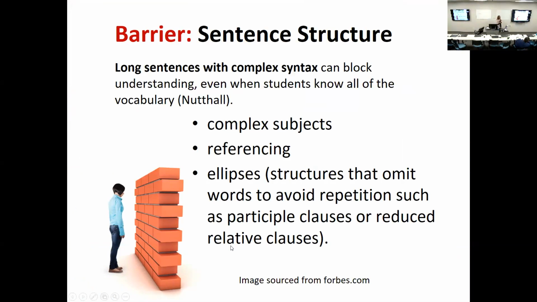So for sentence structure, the things that I find and that are proven to be a barrier in reading are long sentences with complex syntax. And we're going to walk you through what that means, because I know that's like, what? What do you mean complex syntax? So it's amazing because you can know every word in a sentence and still not understand it.